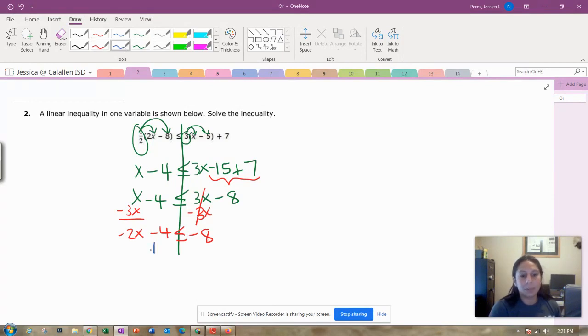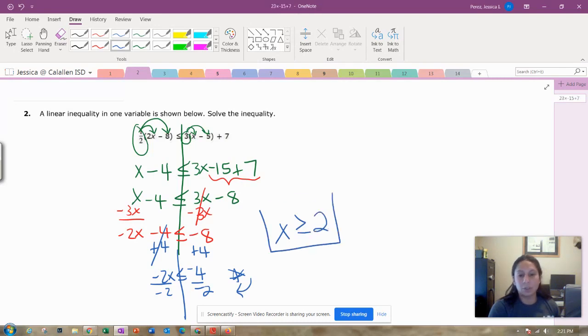Now we're going to do the opposite of minus 4, so plus 4, negative 2x is less than or equal to negative 4. Then we have to divide both sides by negative 2. Again, when you divide by a negative number on both sides, you're going to have to flip the inequality. So x is greater than or equal to 2.